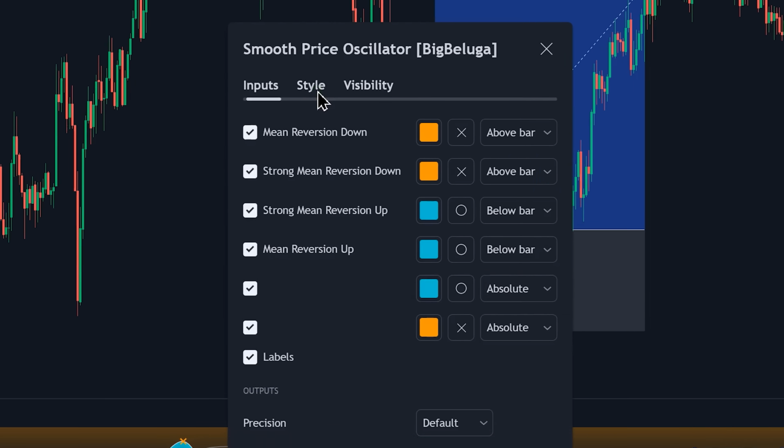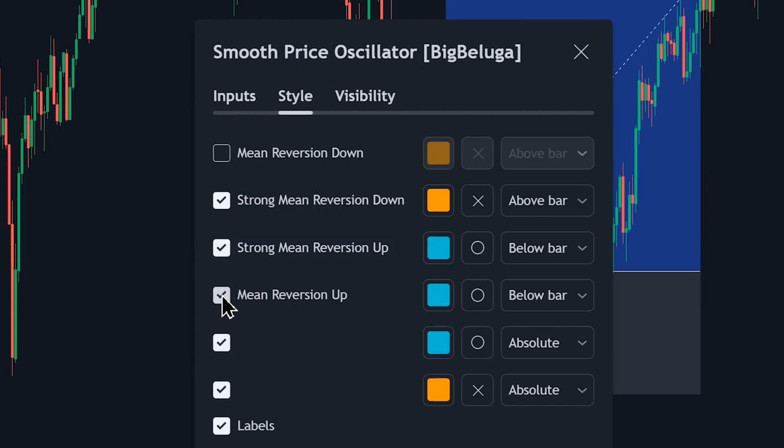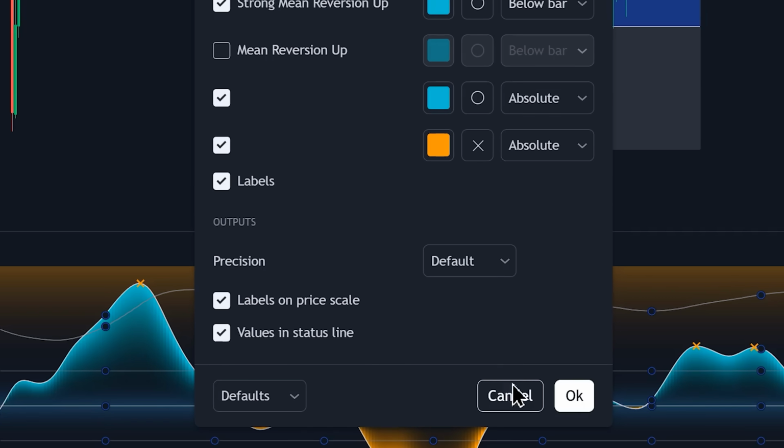And then on the style tab, I'm going to disable the mean reversion down and the mean reversion up options. After you've made your changes, click OK.